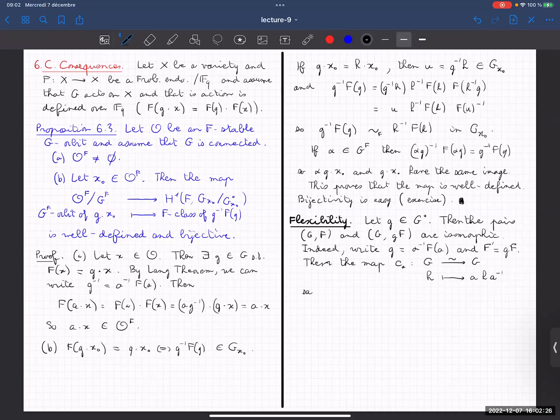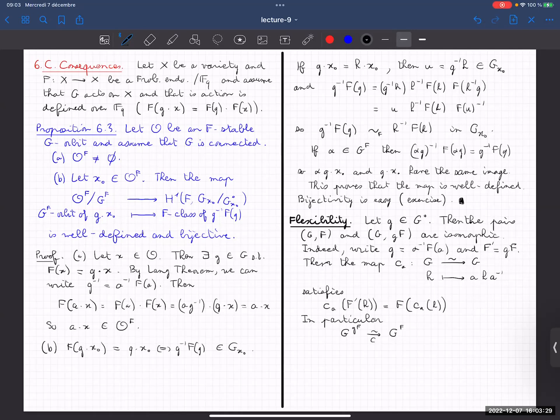But this map satisfies that if you compute C_A of F'(H), this is F of C_A(H). So this map transports the Frobenius F' to the Frobenius F. And in particular, you get that the finite group defined by GF is isomorphic to the finite group defined by F. So twisting the Frobenius by the element g does not change fundamentally your finite group.